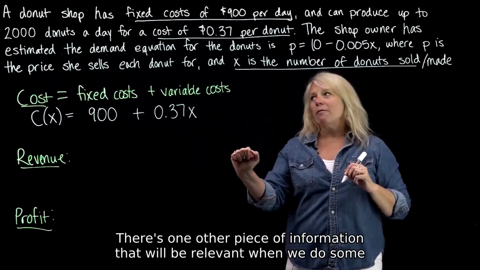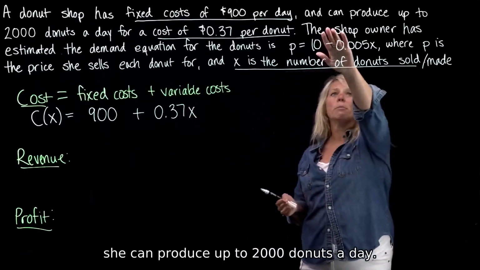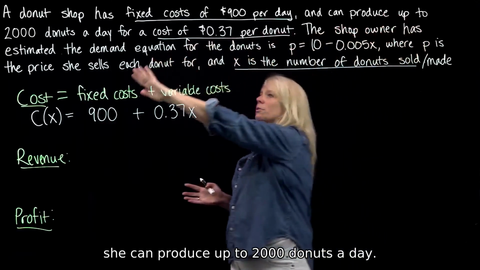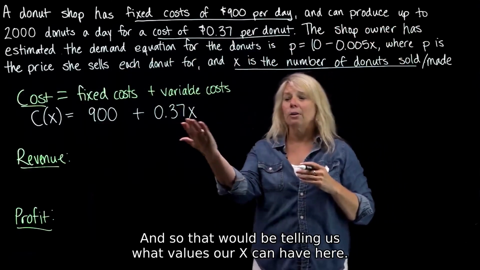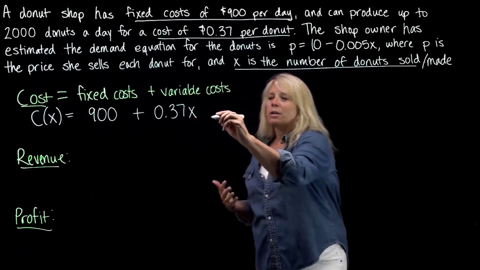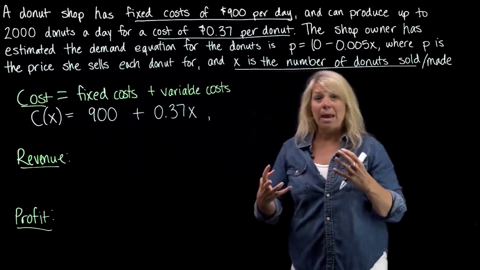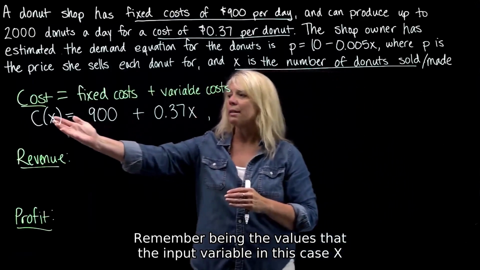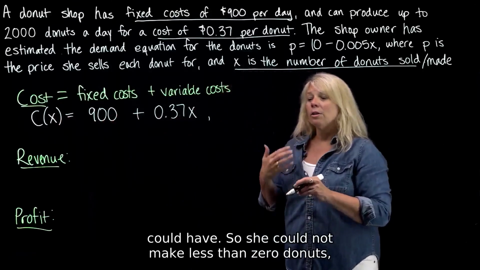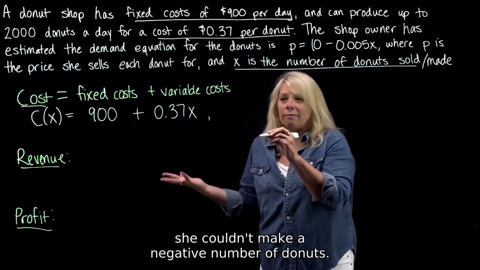There's one other piece of information that will be relevant when we do some other things with this. She can produce up to 2,000 donuts a day. And so that would be telling us what values our x can have here. So this is really a domain restriction on this function. Domain, remember, being the values that the input variable, in this case x, could have. So she could not make less than 0 donuts. She couldn't make a negative number of donuts.